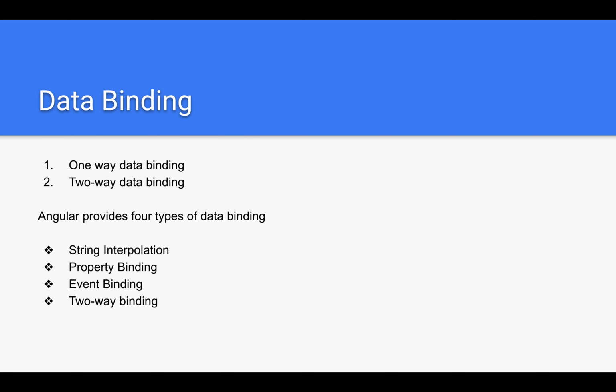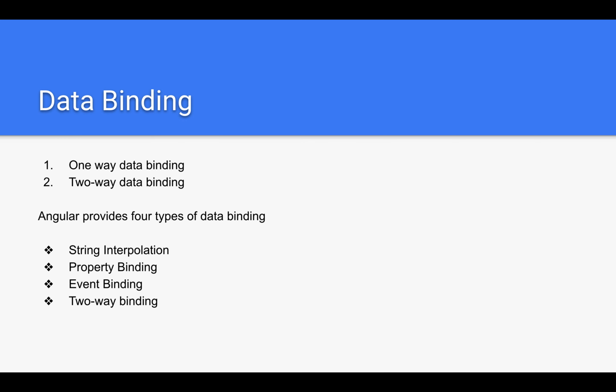One-way binding means you are making something in the TypeScript code that will change the HTML. That's it. Okay, so next one is two-way binding. In two-way binding, basically we have automatic synchronization of data that happens between the model and the view.